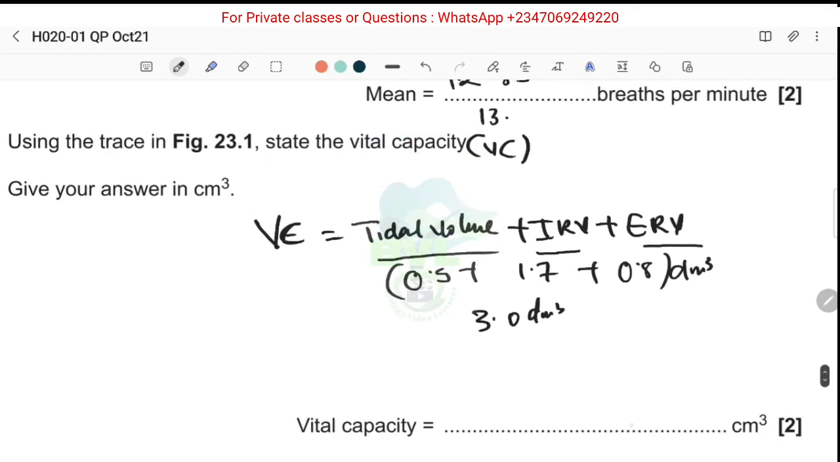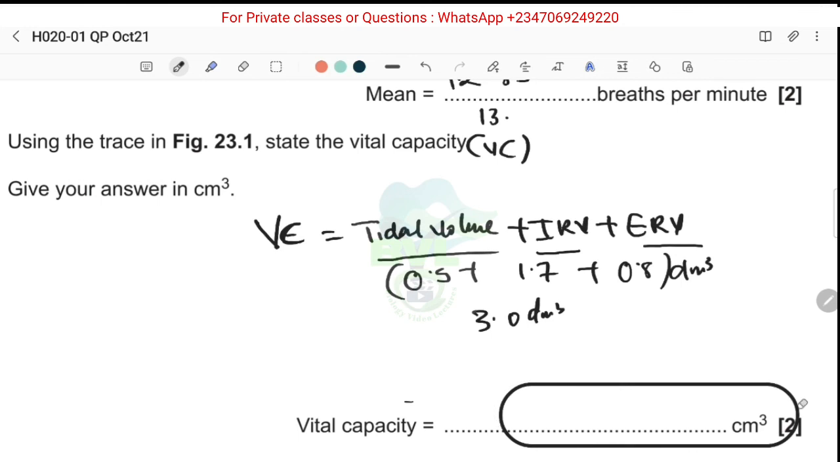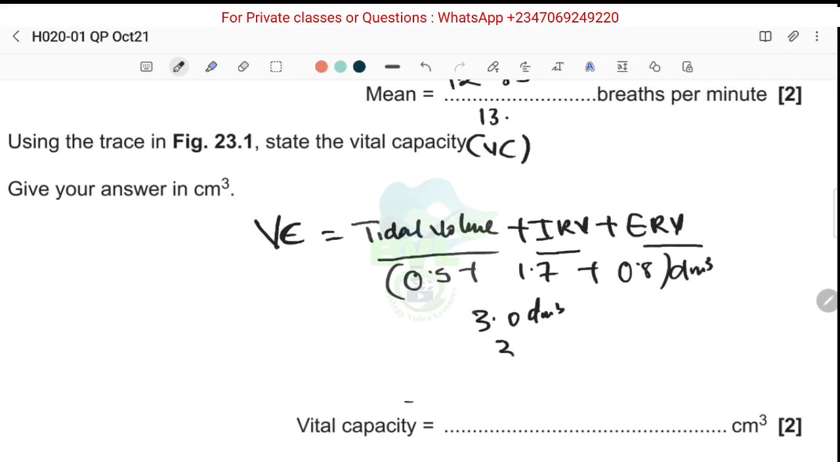And the question says we should give our answer in centimeter cube. So basically it means 3 times 1000, because 1 dm cube equals 1000 centimeter cube. So that's why it's going to be 3000 centimeter cube.